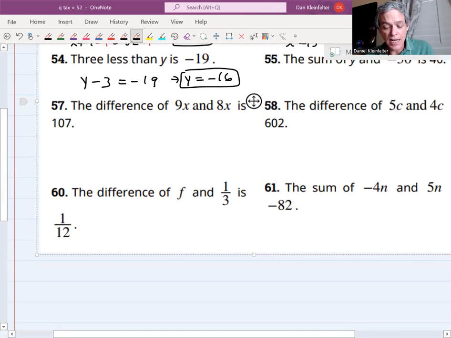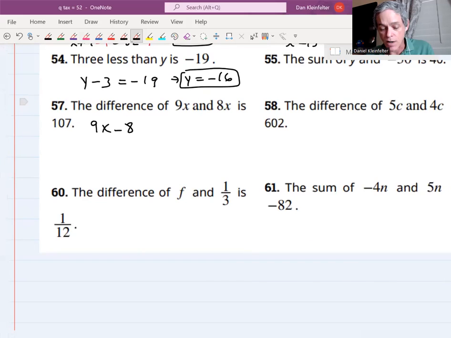Okay, down below, 9x and 8x, we have their difference. So that's a subtraction. 9x minus 8x is 107. And 9x minus 8x is just a single x. So x has to be 107.